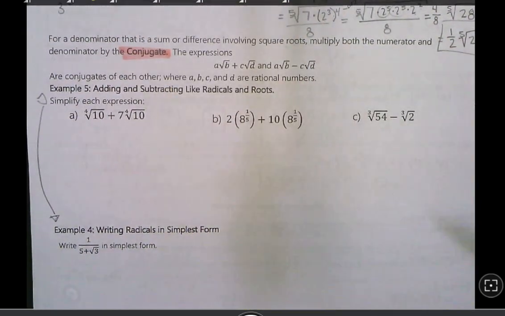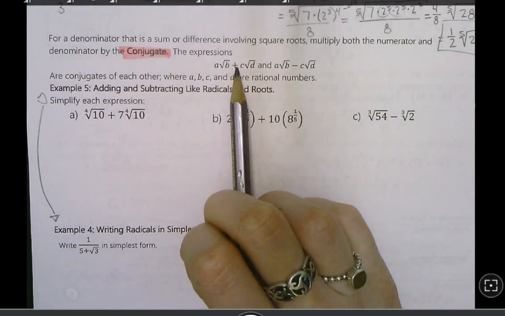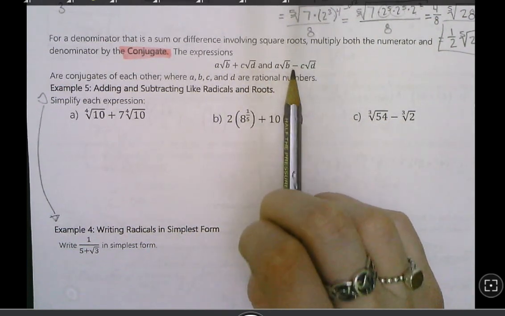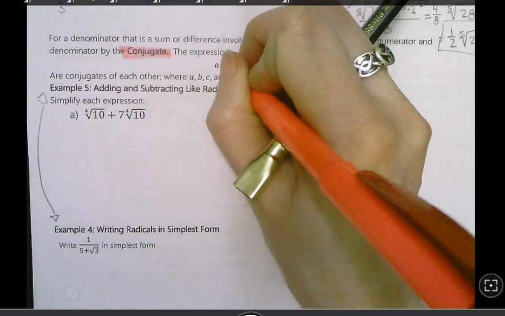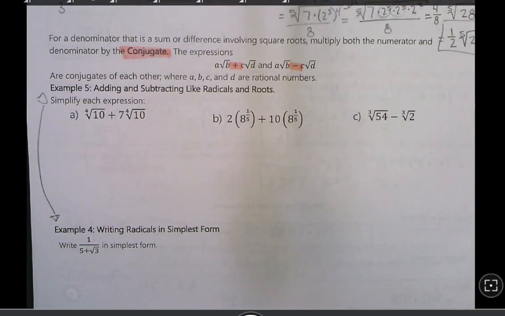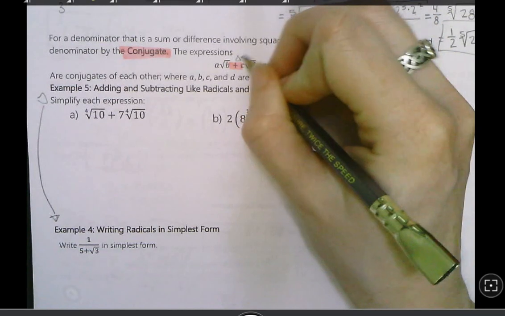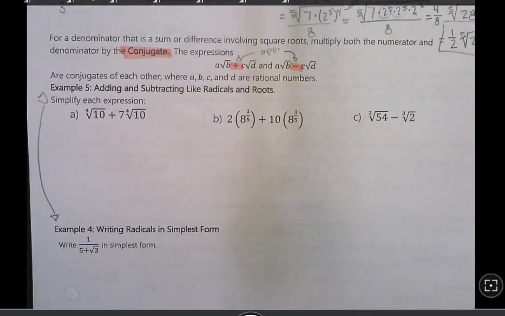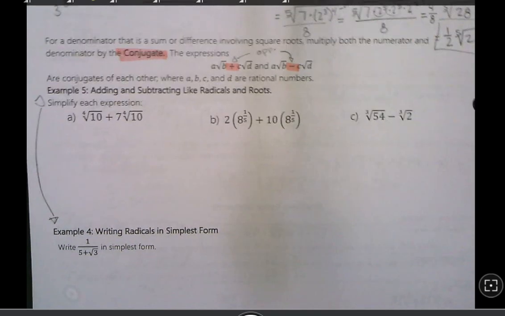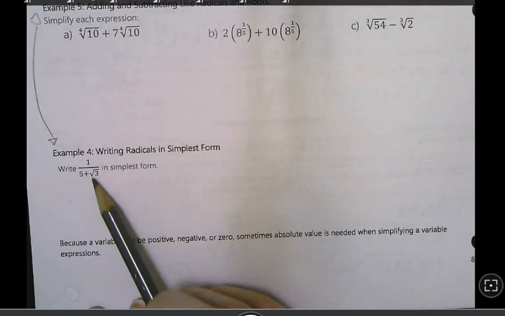So if we look, conjugates, we have an a root b plus c root d and an a root b minus c root d. Well, these are conjugates of each other. They look the same, but they have those opposite signs. So these will always be opposites of each other here. So what we're going to do, we use these to help get rid of those radicals in the bottom of our fractions here.